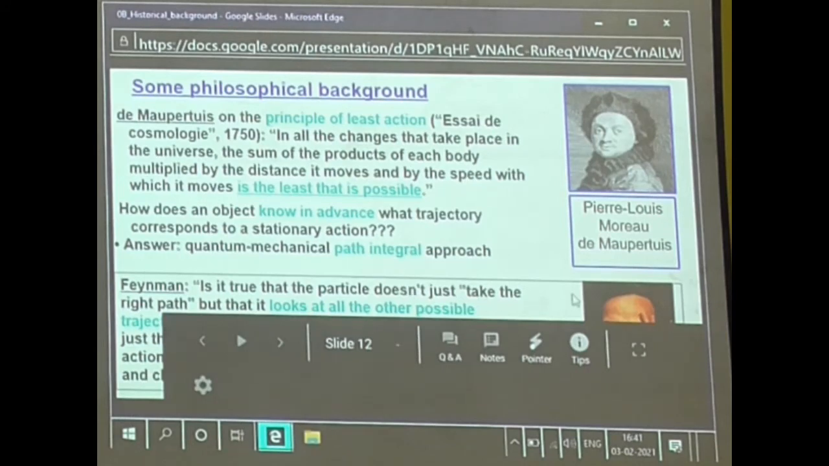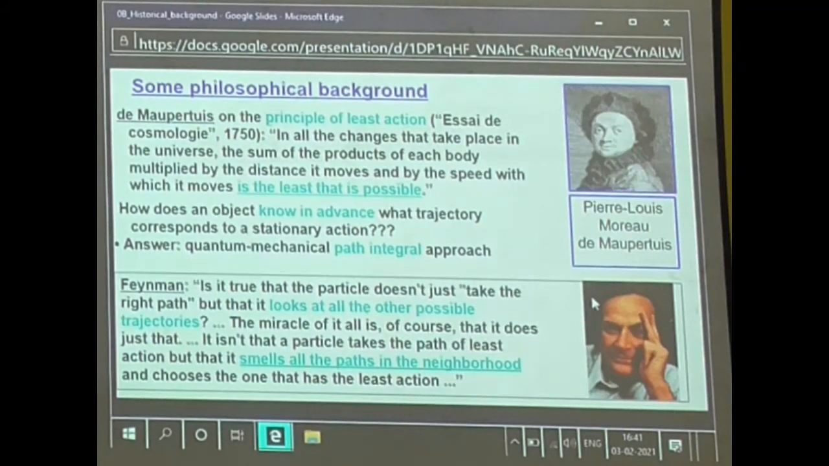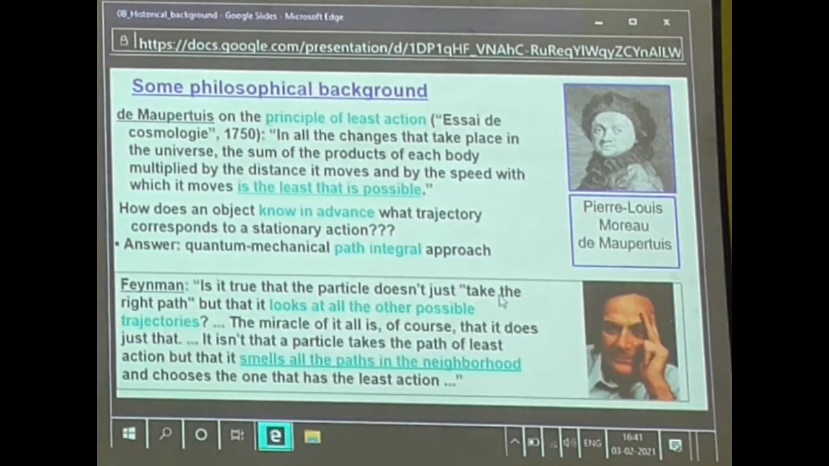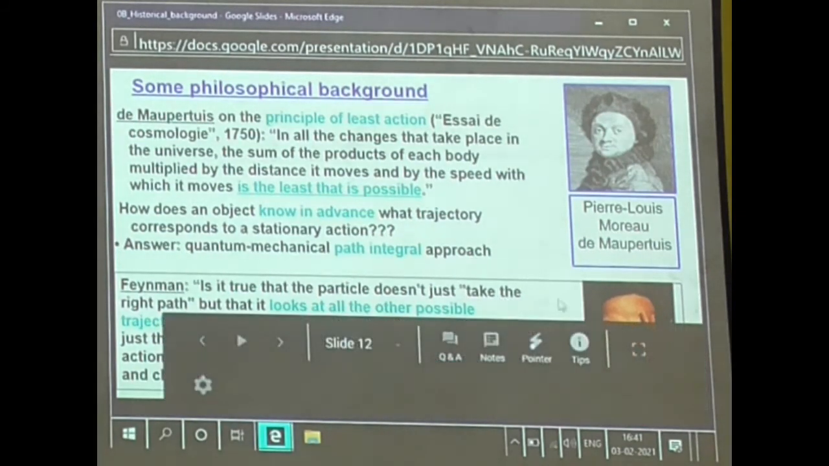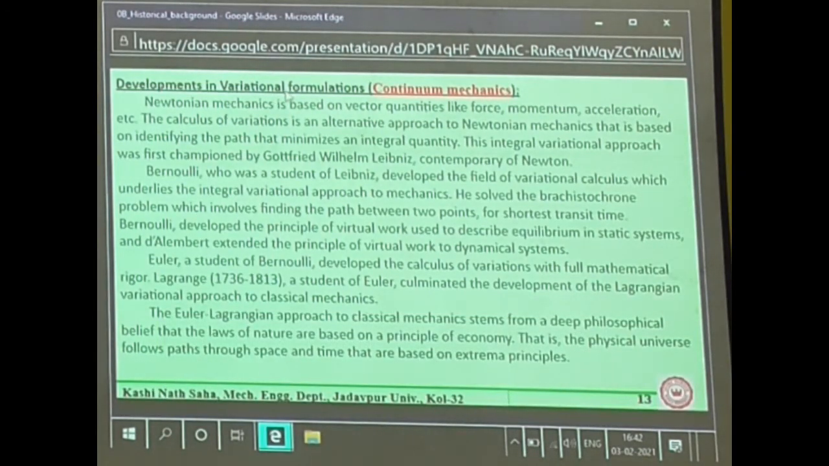And Feynman predicted the fall of quantum mechanics, it came earlier also. Feynman had already predicted that. It is not continuum mechanics actually, it has to break down afterwards. Feynman has other contributions in many other branches of physics. So we have talked about continuum mechanics and developments in variational formulation, right? Some detailing is there.